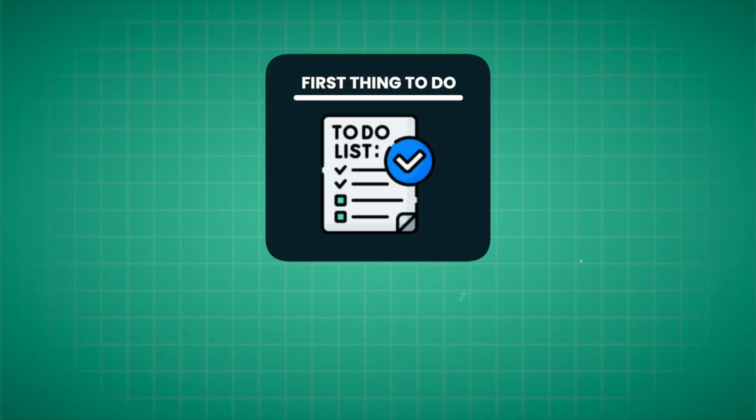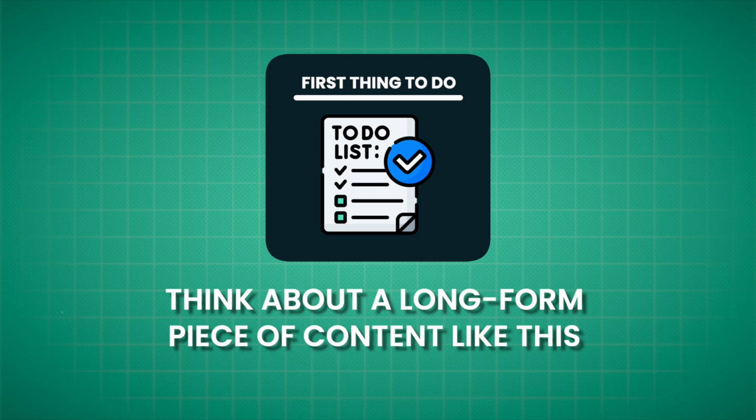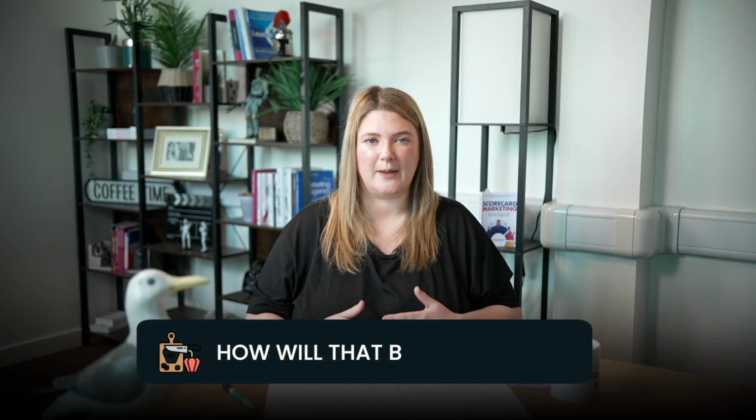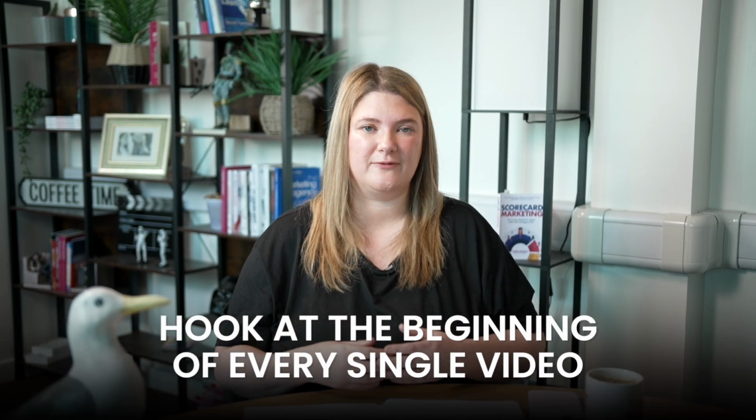So the first thing you're going to want to do is think about a long form piece of content like this, a long form video of 5 minutes plus that goes through lots and lots of different points. And what you're going to want to do is think about, okay, how will that be chopped up? So already with this video, there are certain sections that I've made that can actually be chopped up into short form sections. And what you're often advised is have a hook at the beginning of every single video.